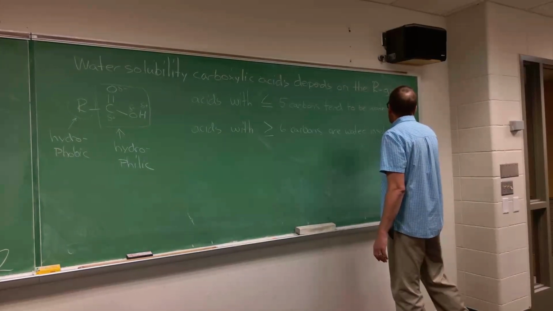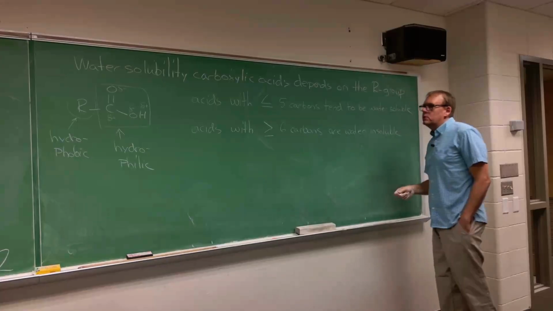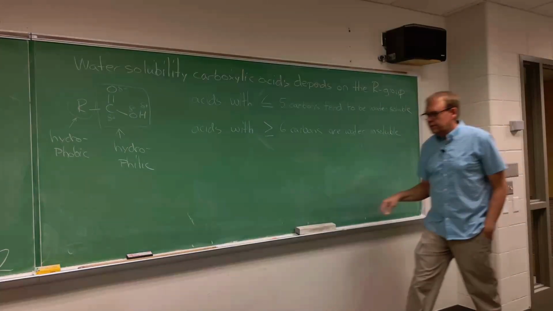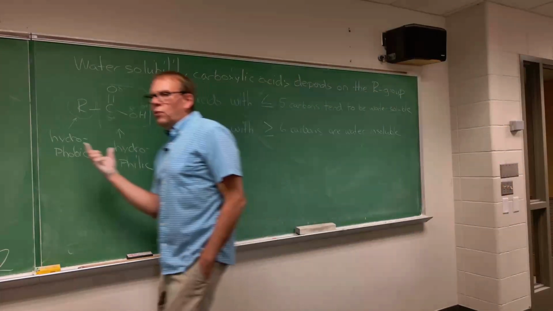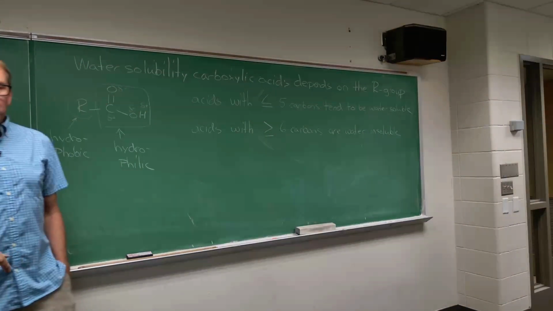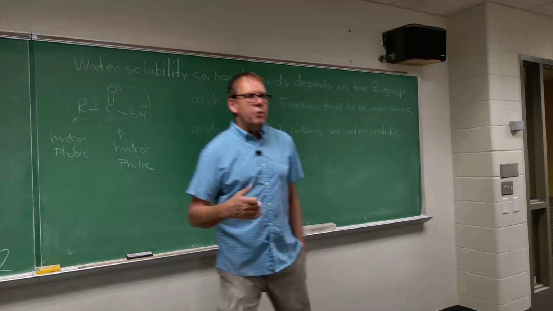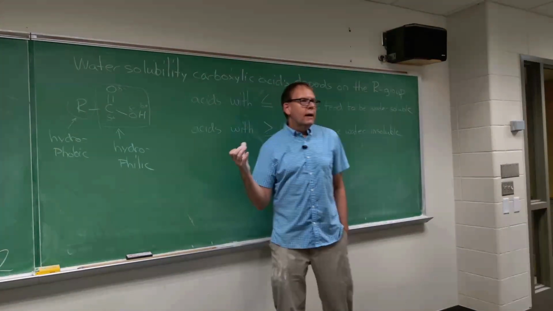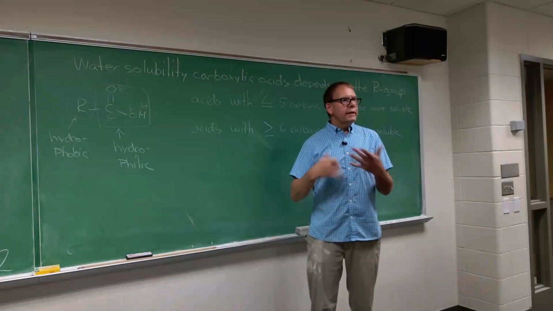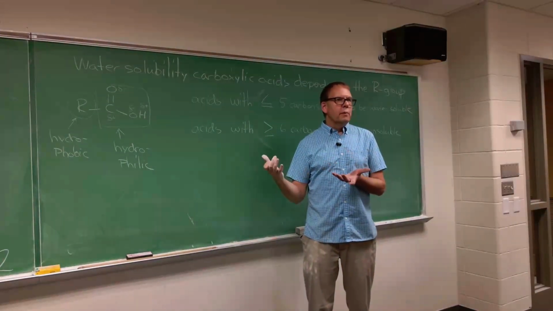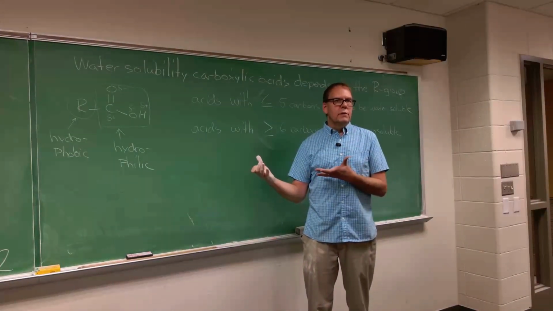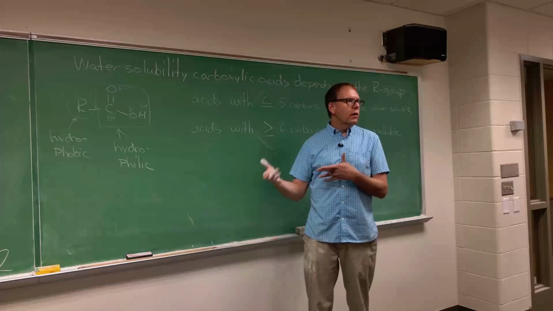So there's kind of a tipping point, basically, and it's between 5 and 6. The point of this is that a lot of molecules are like this. A lot of molecules have polar parts and nonpolar parts, and they collectively determine physical properties, like how big the nonpolar part is, how big the polar part is.